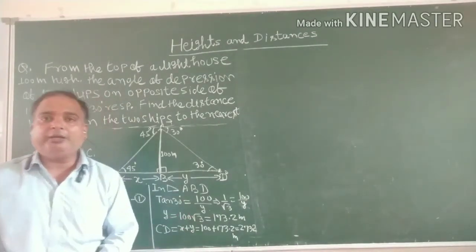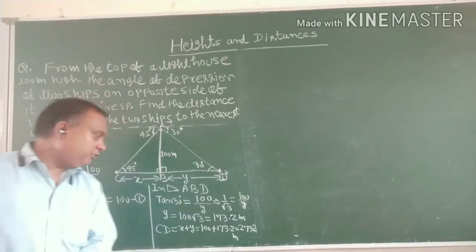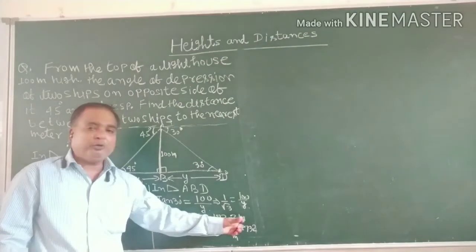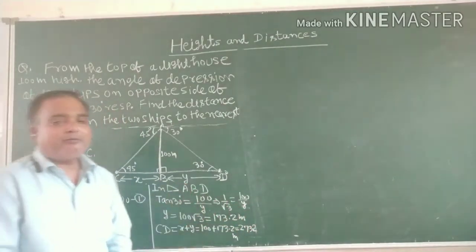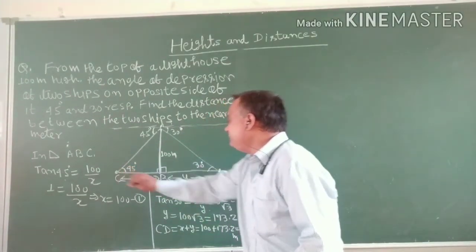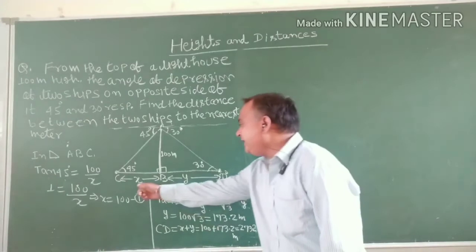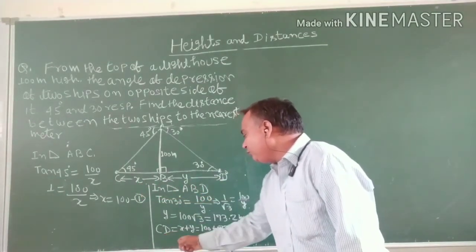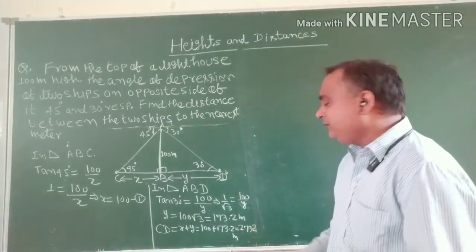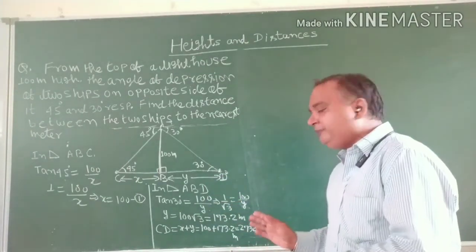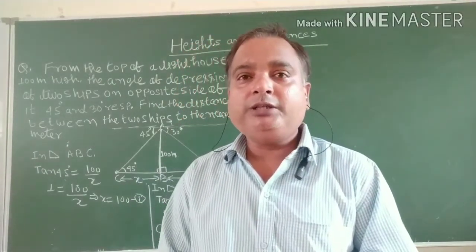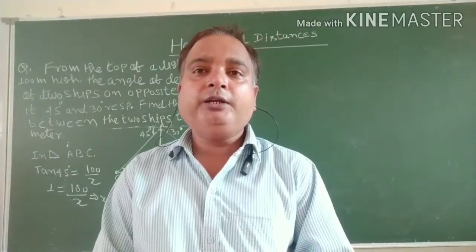When we put the value of root 3, 1.732 meter, the distance y will be 173.2 meter. But in the question we have to find the distance between the two ships. Means we have to find the distance between point C and D, that is x plus y. So we write CD equal to x plus y, where x equal to 100 meter, y equal to 173.2 meter. So the total distance between the ships is 273.2 meter. Like this we can solve any questions with angle of depression.